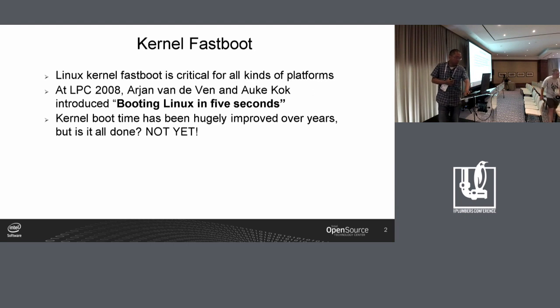So here's some background. I think everybody wants their Linux devices to boot faster, no matter whether it's an embedded device, your phone, a laptop, a desktop, or a server. Back in 2008, Arjan van de Ven introduced booting Linux in 5 seconds. I think at that time it was a big wow, and I was very impressed. Recently, the kernel boot time has been improved hugely. So, is this all done? Actually, we still have a lot of things we can do.